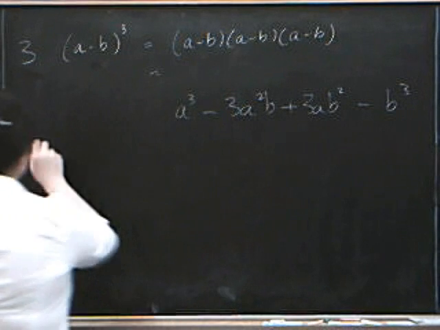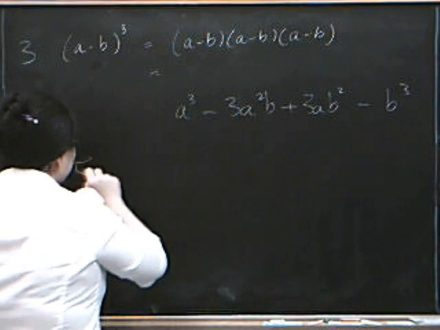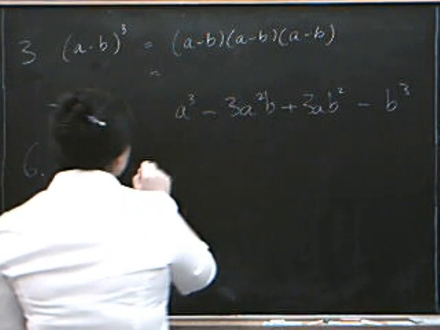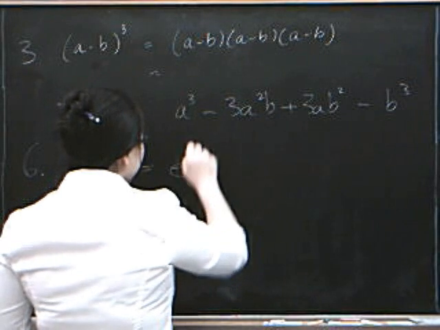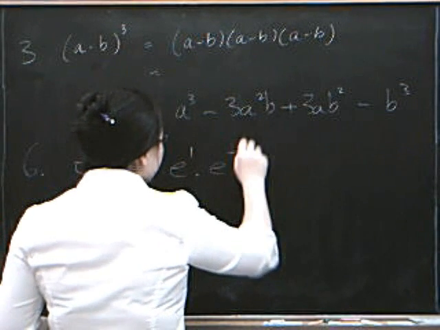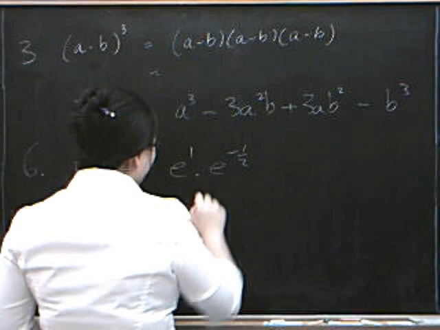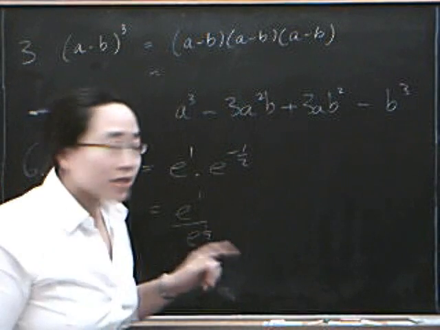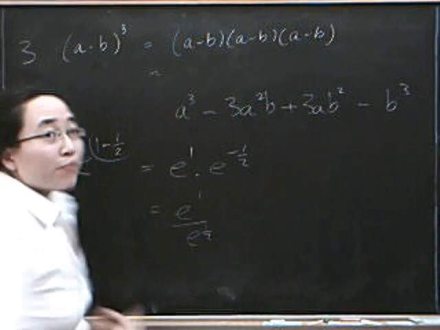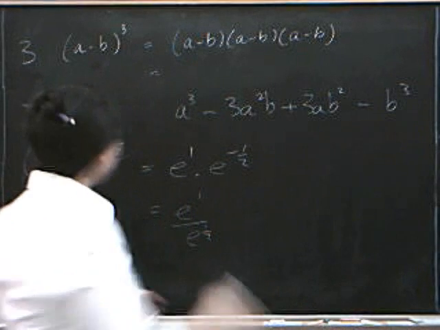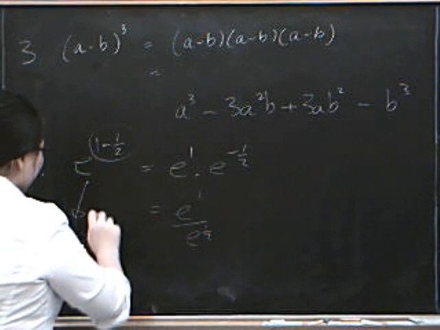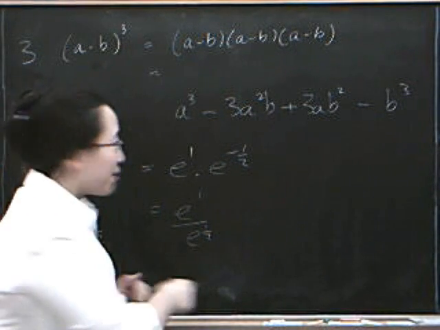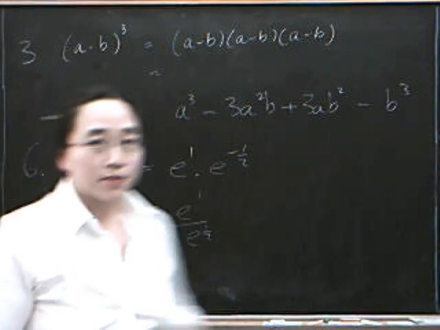Question 6 was a slightly funny one. Question 6 was e to the power of 1 minus a half. Now, quite a lot of people said, oh, well, this is e to the 1 multiplied by e to the minus half, which equals e to the 1 divided by e to the half. Now, this is true, but I don't understand why you don't just go, oh, 1 minus a half, well, that's obviously a half, so this is immediately going to be e to the power of a half. Why do you see that and suddenly decide you're going to split it up like this instead of just saying 1 minus a half is a half?